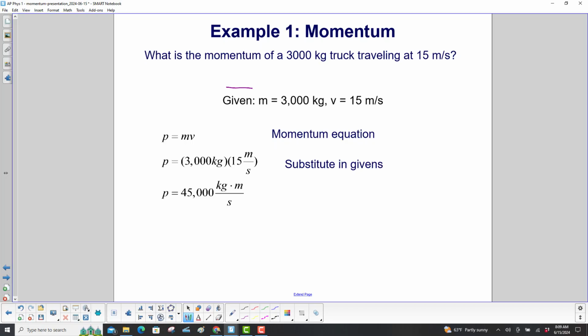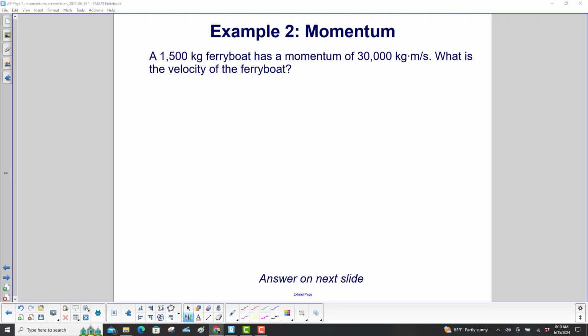We write our givens right here. And as no direction is given here, we're just calculating the magnitude of the momentum. So we have our equation here, mv, substitute in the mass and the velocity, and we get 45,000 kilogram meters per second. A 1,500 kilogram ferry boat has a momentum of 30,000 kilogram meters per second. What is the velocity of the ferry boat?